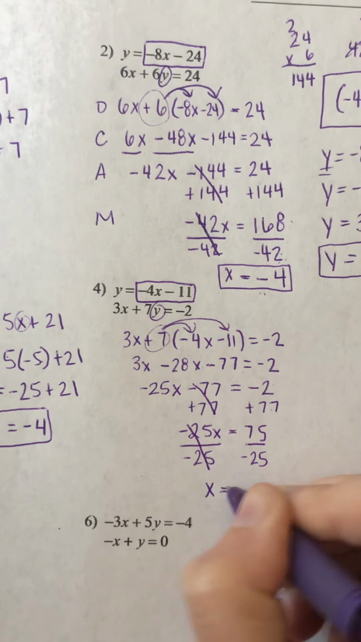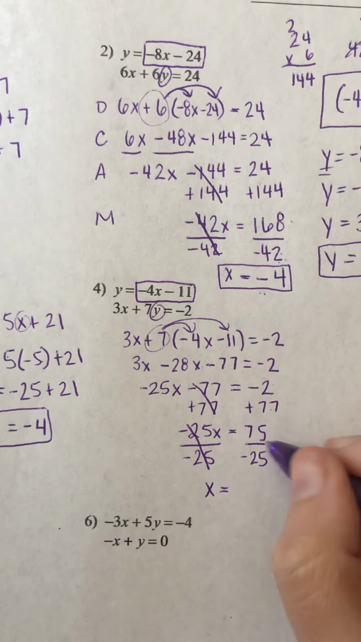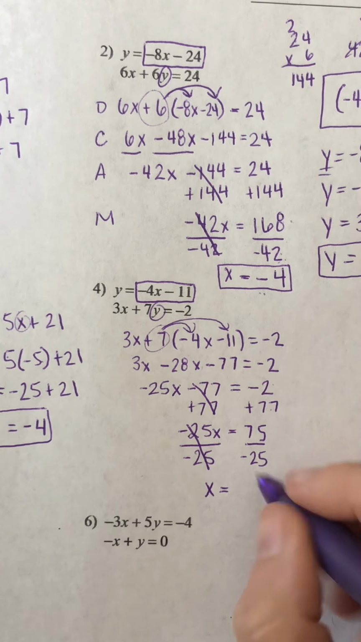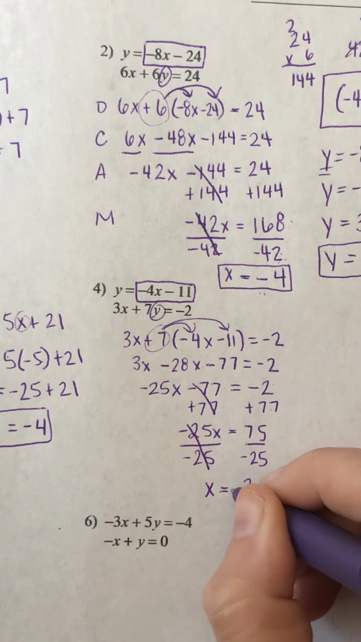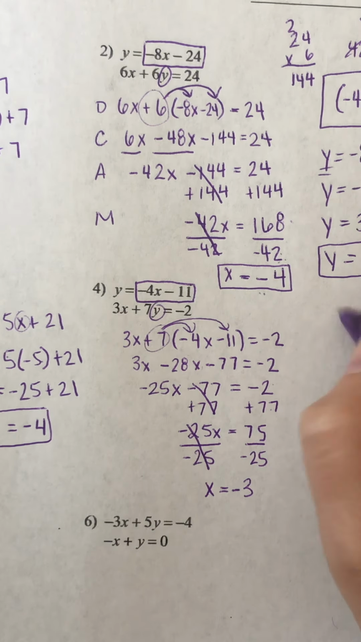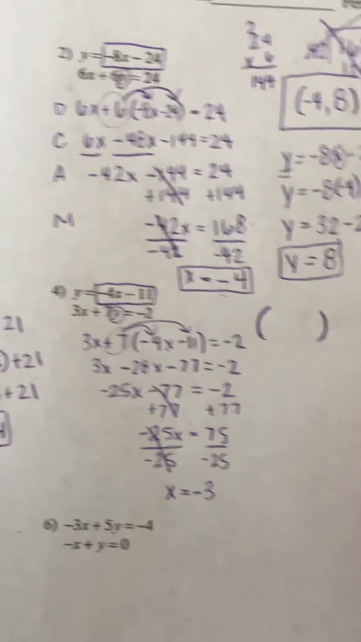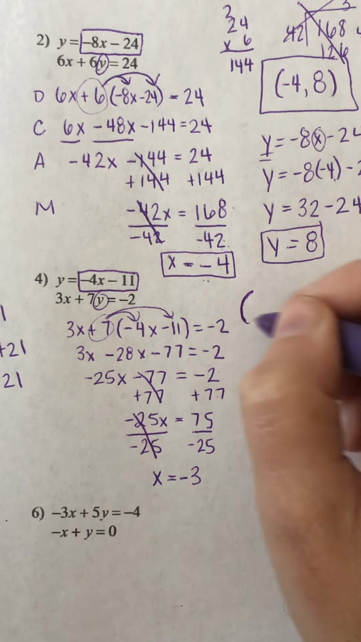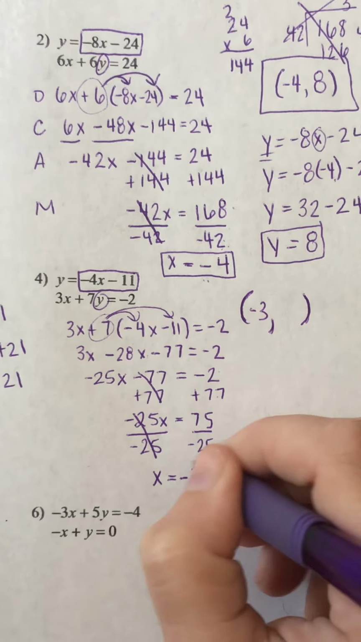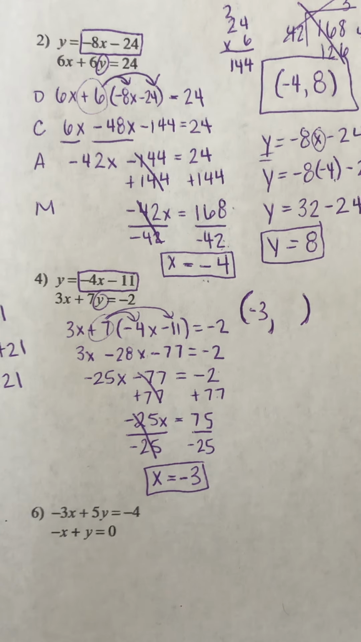I can do this one in my head. I think about quarters. 25 cents goes into 75 cents a good 3 times, and we do need to keep it negative. All right, so our solution, I'm going to kind of come back up here and put our solution. Our x value is -3, and now all we're missing is the y value.